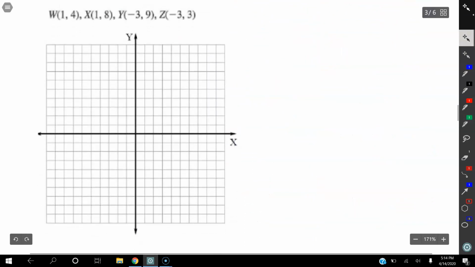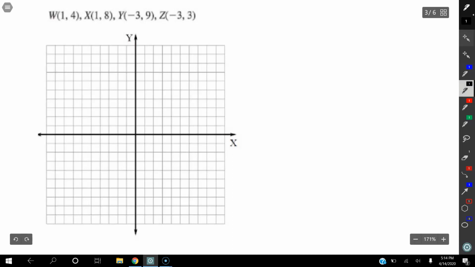All right. Moving right along, we got another one here. Let's take a peek at him. So I have W at 1, 4. X is at 1, 8. Y is at negative 3, up 9. And Z, so let me just get these points on here, W, X, Y, and Z is at left 3, up 3. All right, so what type of shape is this?